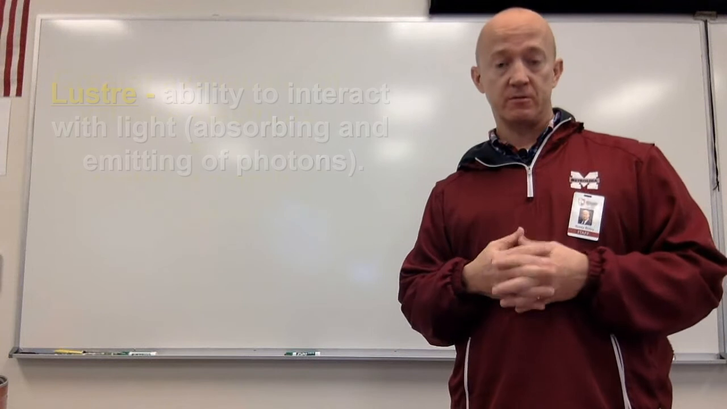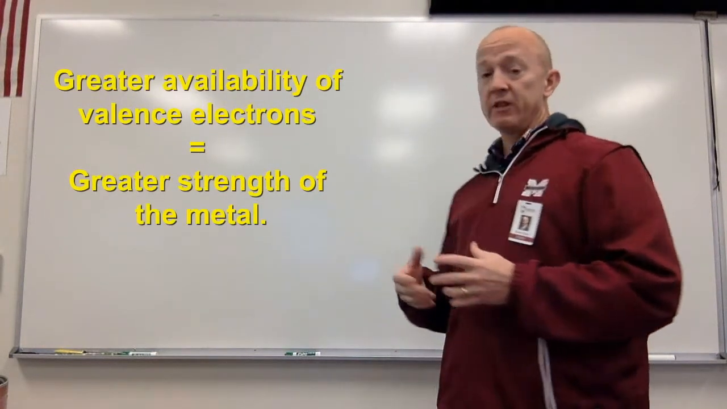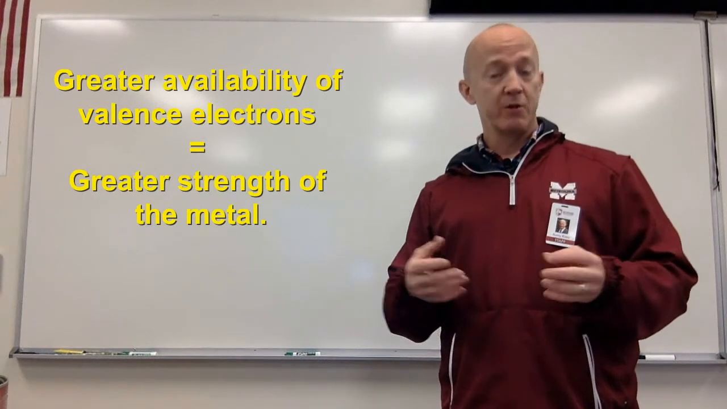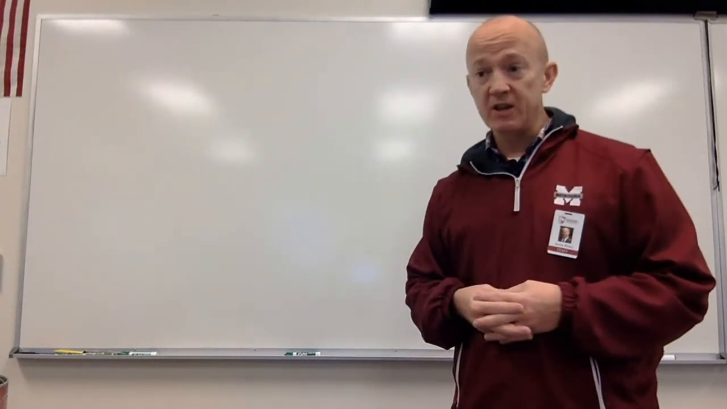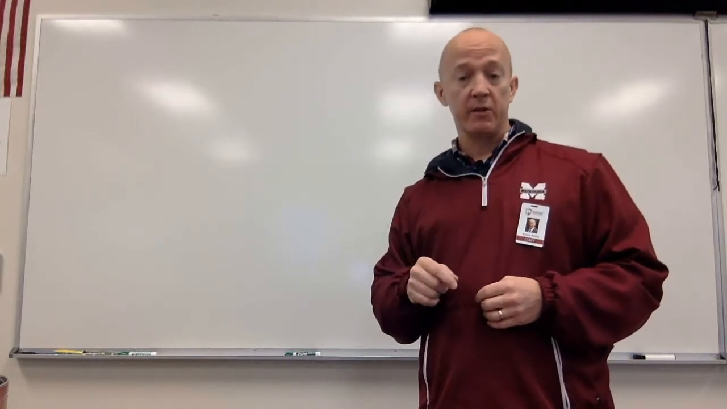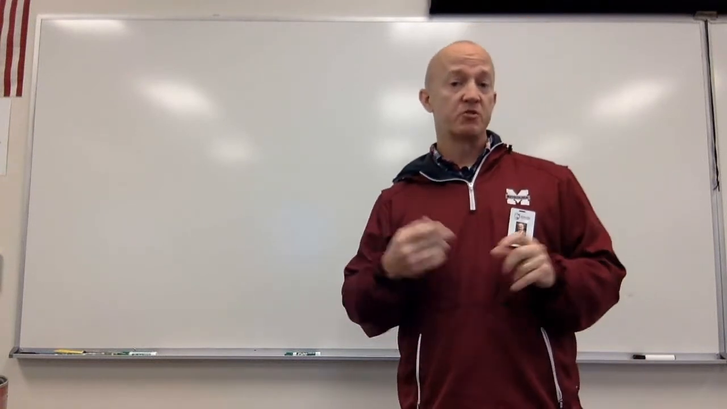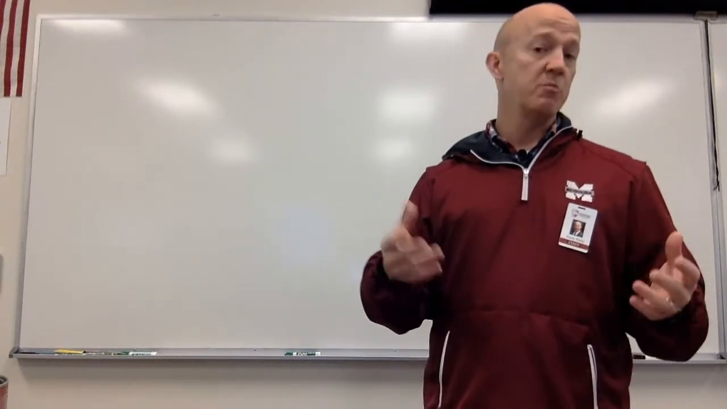We also see that the more electrons that are available to form this sea of electrons, the stronger the metal will be. That's why a lot of transition metals have extraordinary hardness, because they have not only the s electrons available to them, but also the d electrons as well. Some of these transition metals are extremely strong, like vanadium and chromium, for example.